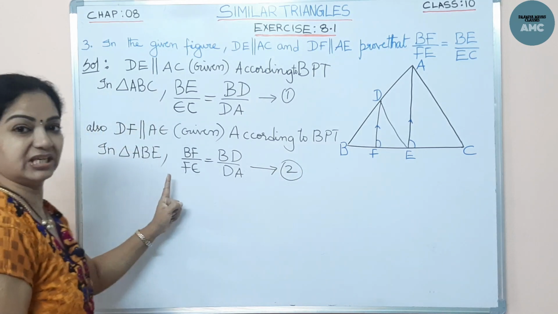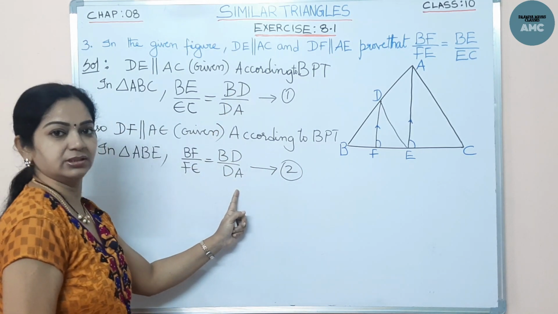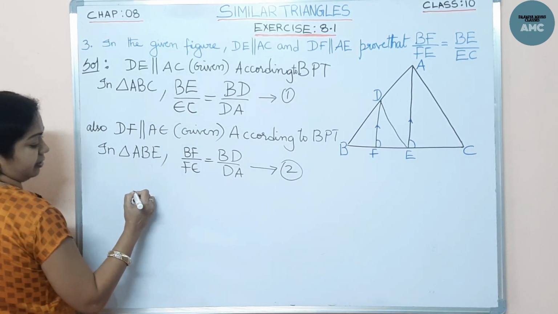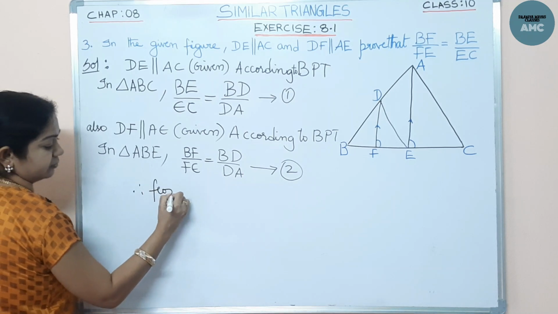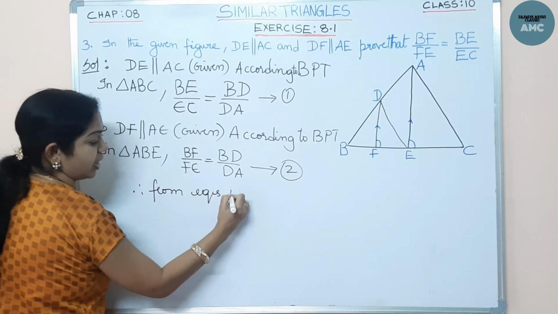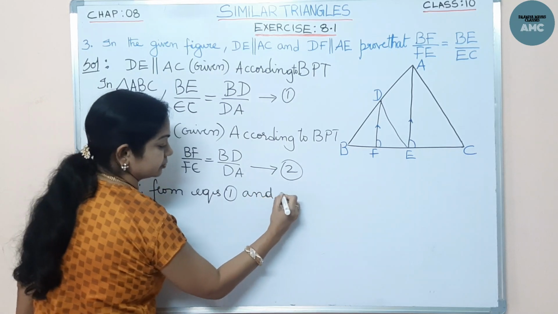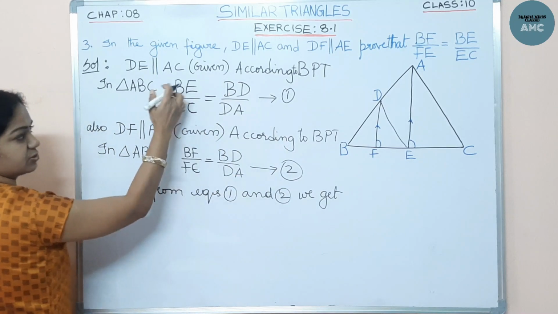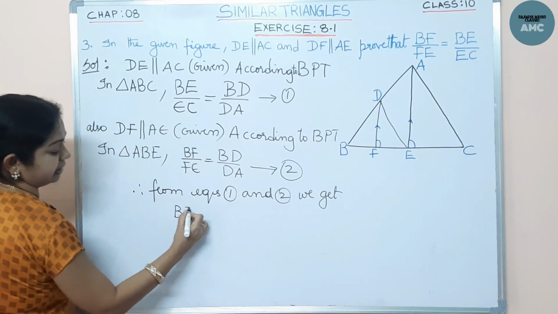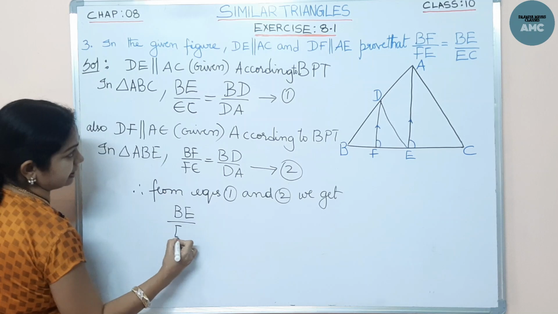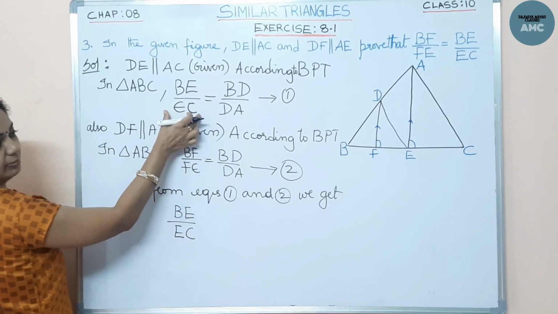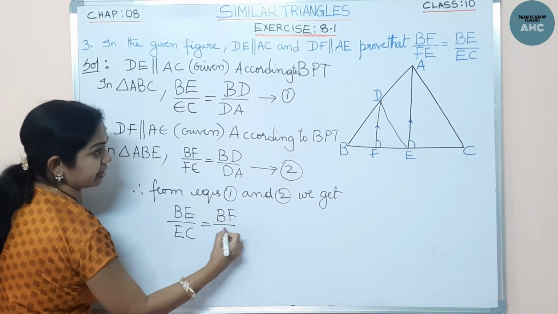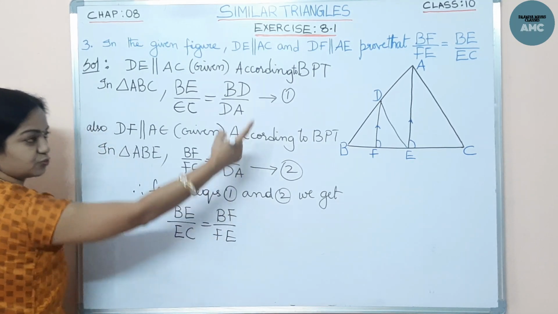Now from 1 and 2 you can clearly see that the RHS part is equal. Therefore I can equate the LHS part here. Therefore from equations 1 and 2 we get these two are equal, so the LHS are equal. So BE by EC is equal to BF by FE. This is what we have to prove.